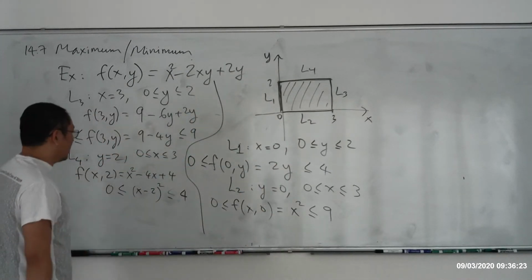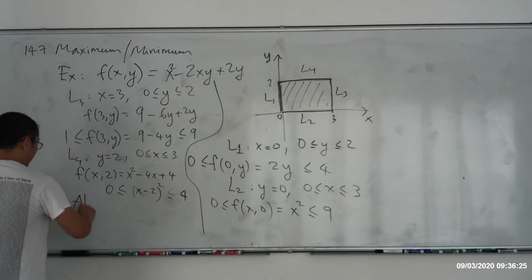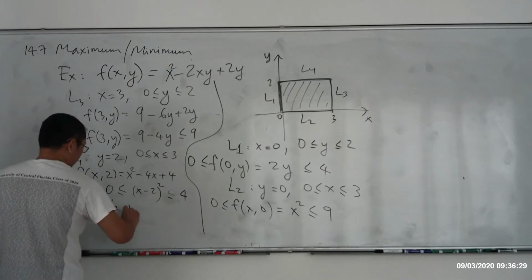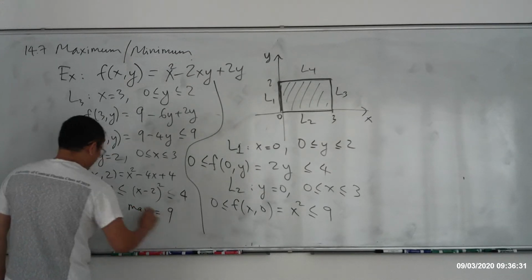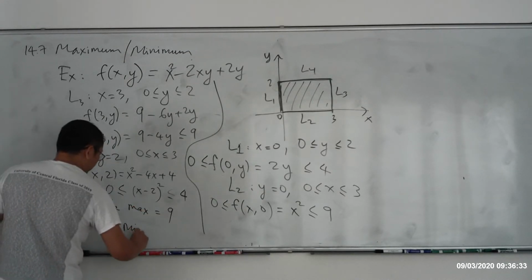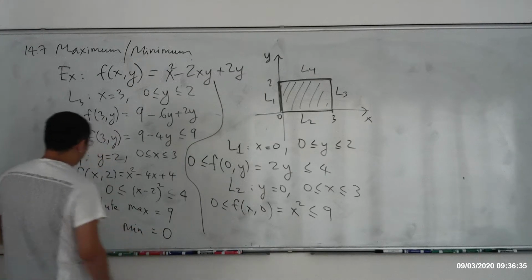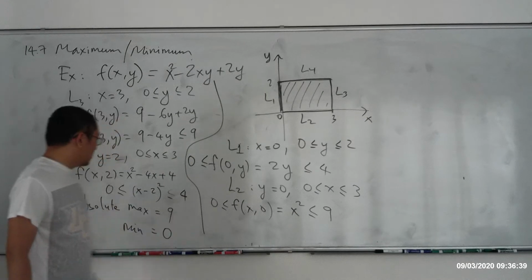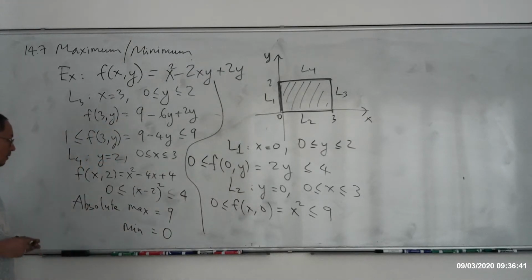so the absolute max is at 9. Absolute max equal to 9, and absolute min will be equal to 0. Right? This is greater than 1, greater than 0, greater than 0, greater than 0. So absolute max will be 9. Absolute min will be 0.